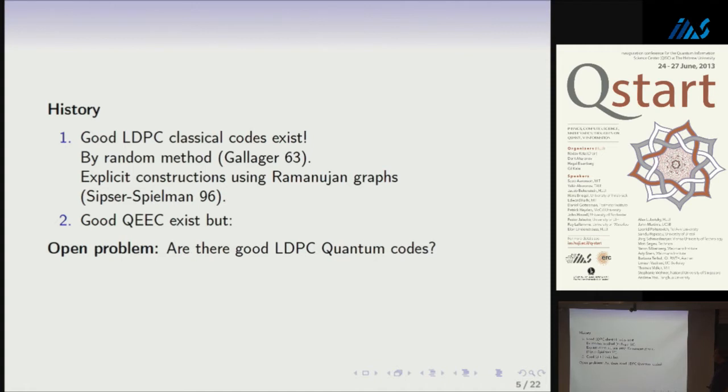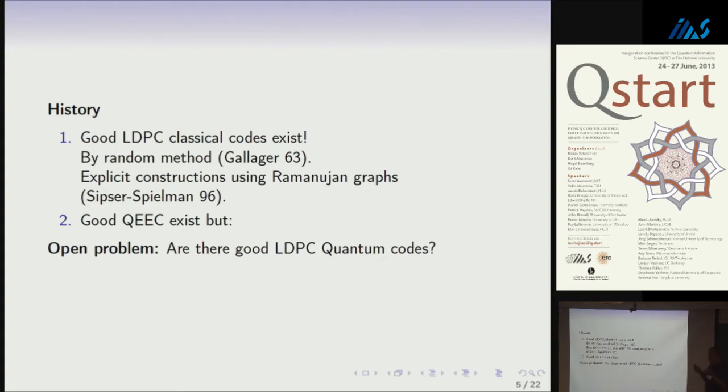I don't have time to explain too much here. But let me say now about quantum. Good quantum error correcting codes exist. This is work of several people. I forgot, Shor, I think, was involved in that, and several others. Okay, but it's still an open problem: are there good LDPC quantum codes? This is open also randomly.